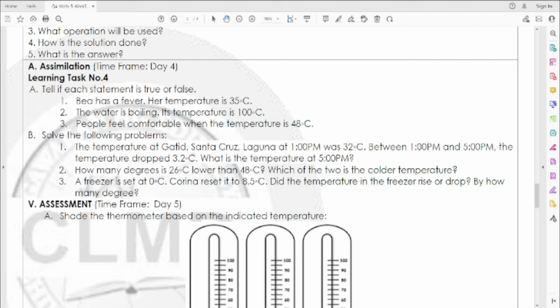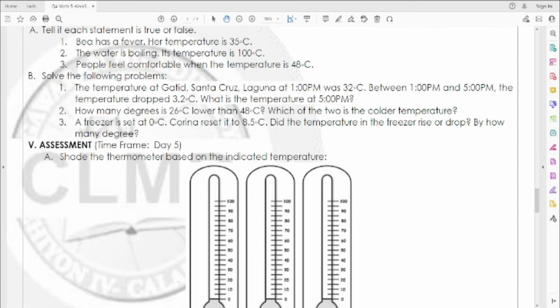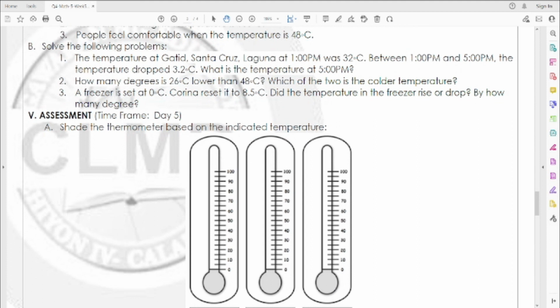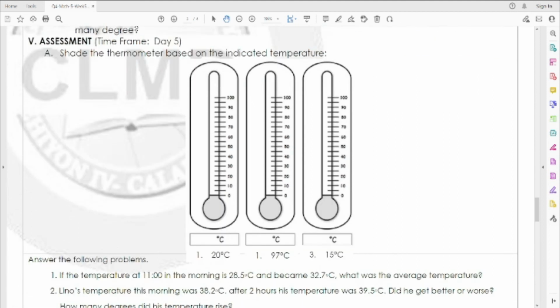And number 3, a freezer is set at 0 degrees Celsius. Corina reset it to 85.5 degrees Celsius. Did the temperature in the freezer rise or drop, and by how many degrees? And now for your assessment. Letter A, shade the thermometer based on the indicated temperature. You will shade this thermometer. Number 1 is 20 degrees Celsius. How are you going to shade 20 degrees Celsius from this thermometer? The other one is 97 degrees Celsius. And number 3, 15 degrees Celsius.